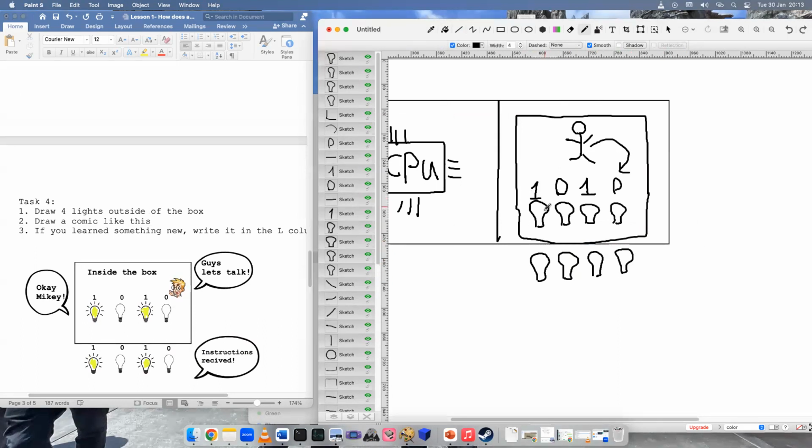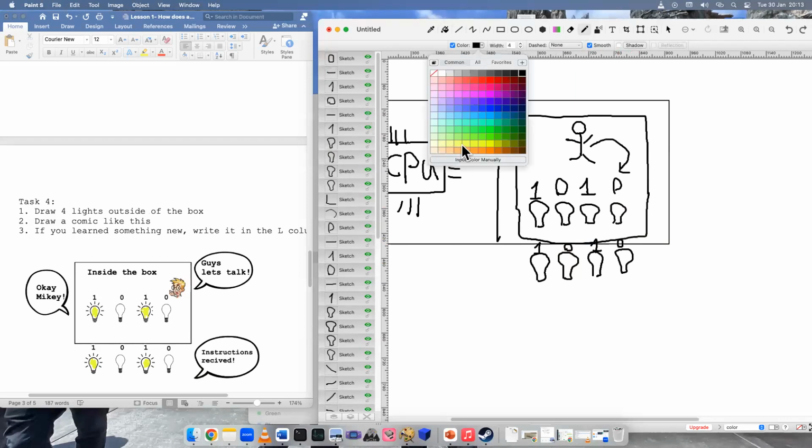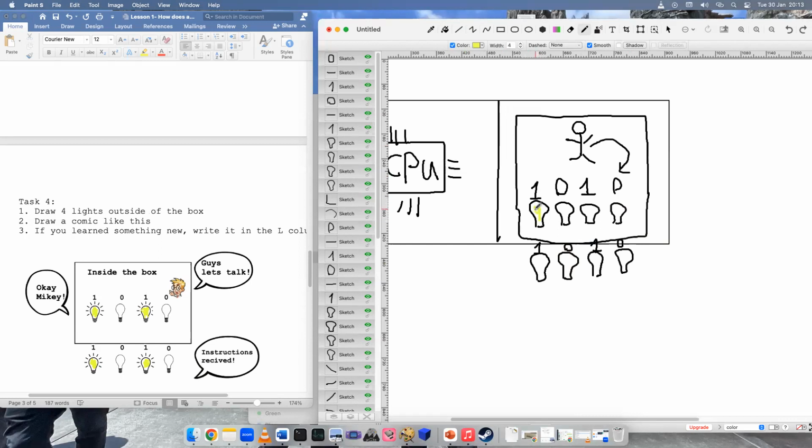I want you to match the 1s and 0s that you see on these bulbs. If this one is 1, it'll look like that. And if this is 0, and then 1, and then 0. So that means that, let's get some color, if this is turned on, then this one is turned on. This one is not because it's a 0. This one, however, is.